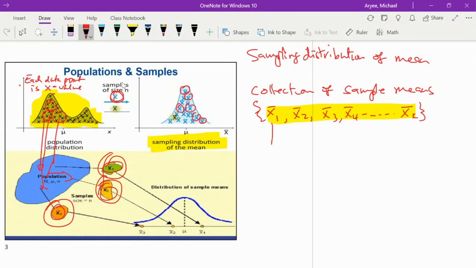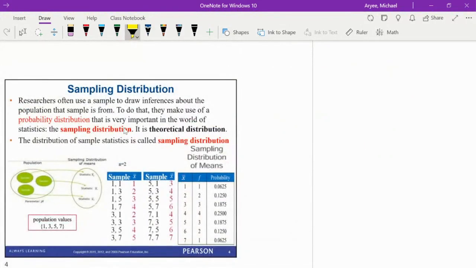This time, the individual data point is a sample mean. If you have a group of data where the individual data point itself is a sample mean, then the collection of those sample means is called the sampling distribution of means. So take note of what the name implies. Now here is a numerical example to give us a more solid understanding.